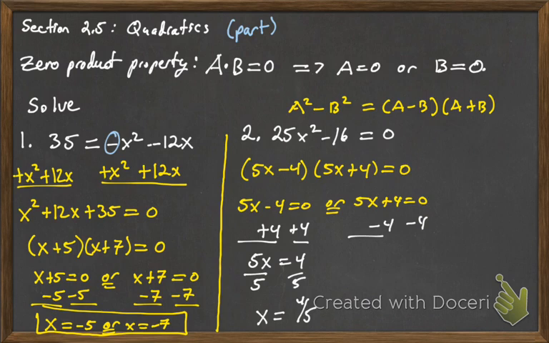Alternatively, we'll subtract 4 from both sides, and we'll have 5x is equal to negative 4 on the other equation. Divide both sides by 5. x is equal to negative 4 over 5.